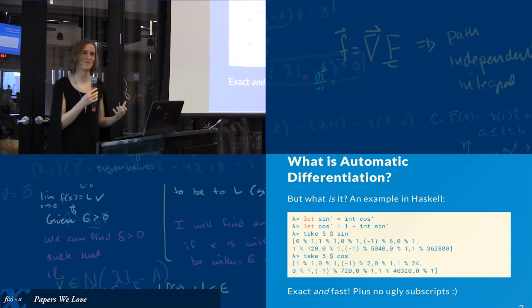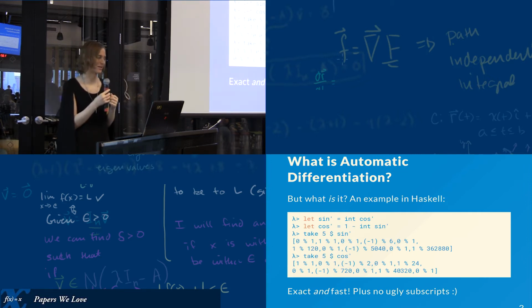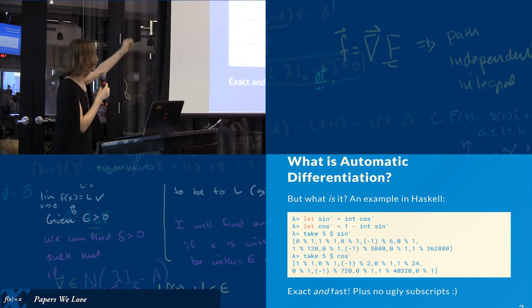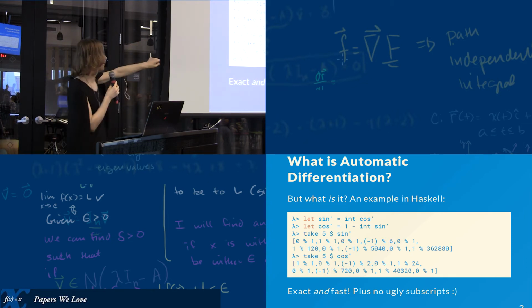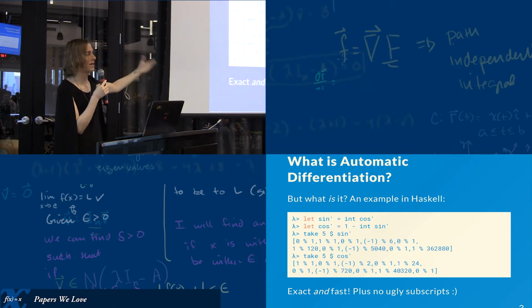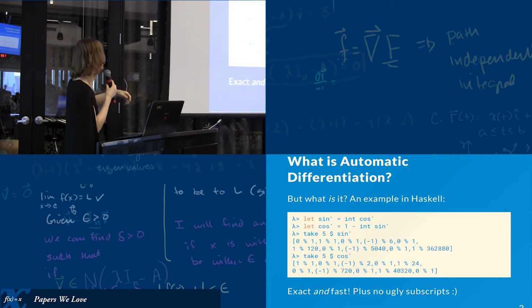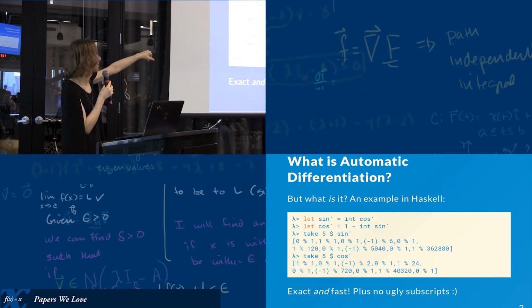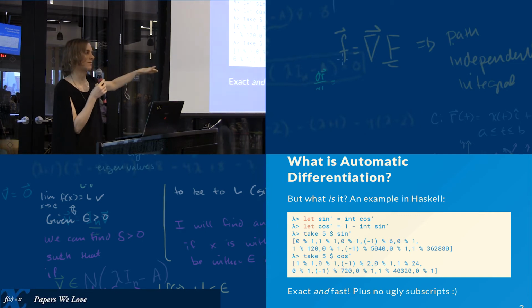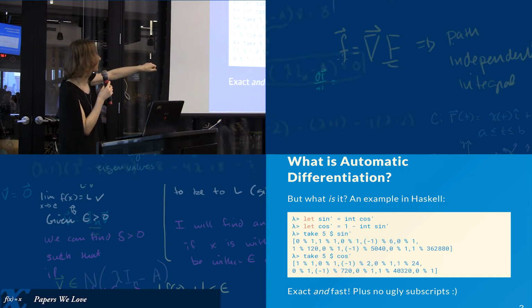But what is automatic differentiation? I think it's best to proceed with an example. So here you can see in Haskell, in my little fake GHCi prompt here, this is just calculating the first five terms of the Taylor series for sine and cosine, or actually the Maclaurin series, which is the Taylor series at zero. It's a little bit difficult to see because of Haskell's notation of using a percent sign for rationals instead of a forward slash, but anyone who's familiar with Taylor series can clearly see that this is correct.